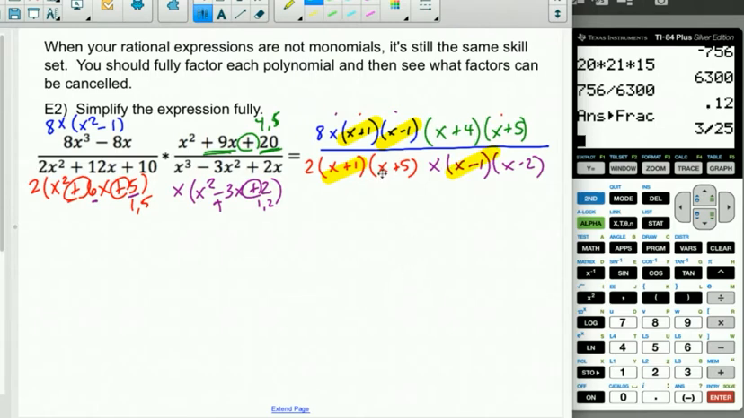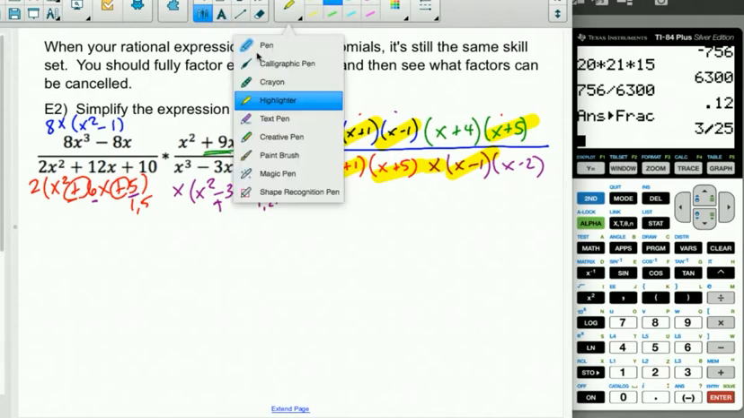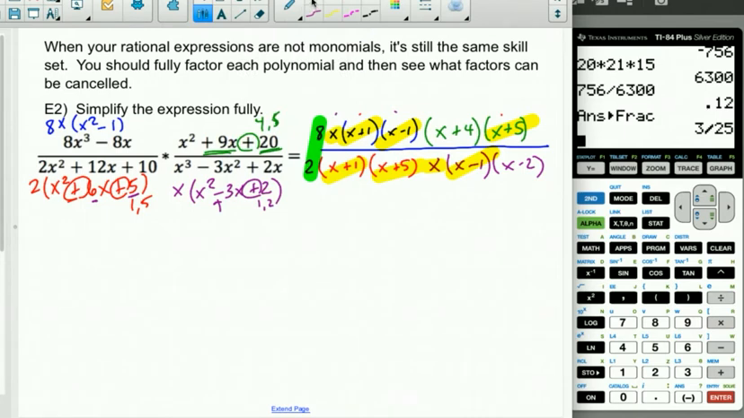That cancels. There's an x plus 5 on the top and on the bottom. That cancels. And there's an x on the top and the bottom. That cancels. Lastly, I can cancel the 8 and the 2 to make a 4, right? Although the 8 and the 2 don't completely cancel, I can cancel them to make a 4. So it looks to me that the only stuff left is a 4 times an x plus 4 on the top, and on the bottom an x minus 2, and that's my answer.